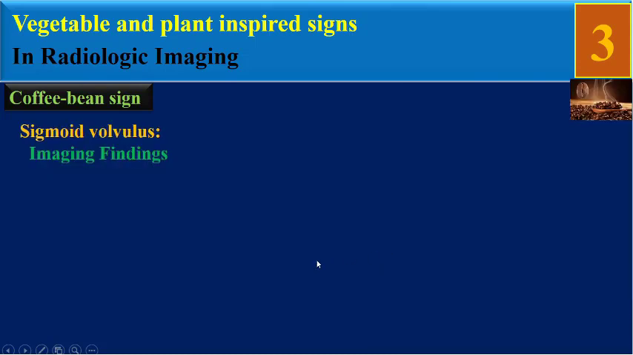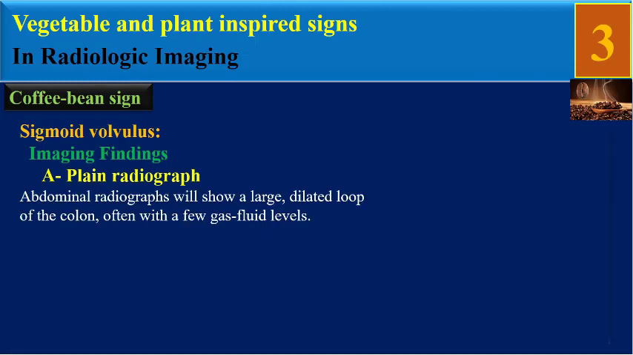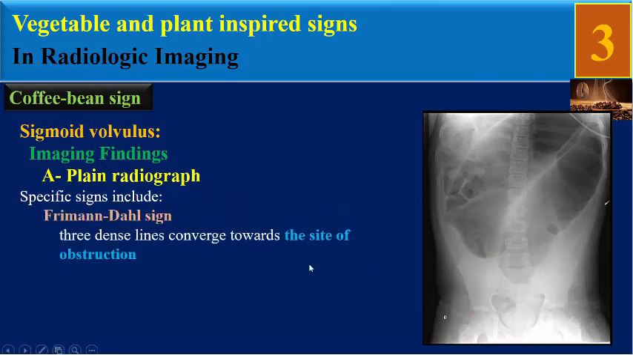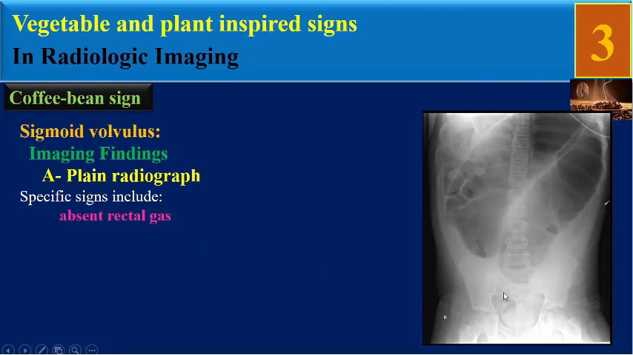There are two series of imaging findings, the first one in plain radiograph and the second in CT scan. Abdominal radiographs will show a large dilated loop of the colon, often with a few gas fluid levels. But specific signs include coffee bean sign. The second, Frimann-Dahl sign, means three dense lines converge toward the site of the obstruction, and absent rectal gas.